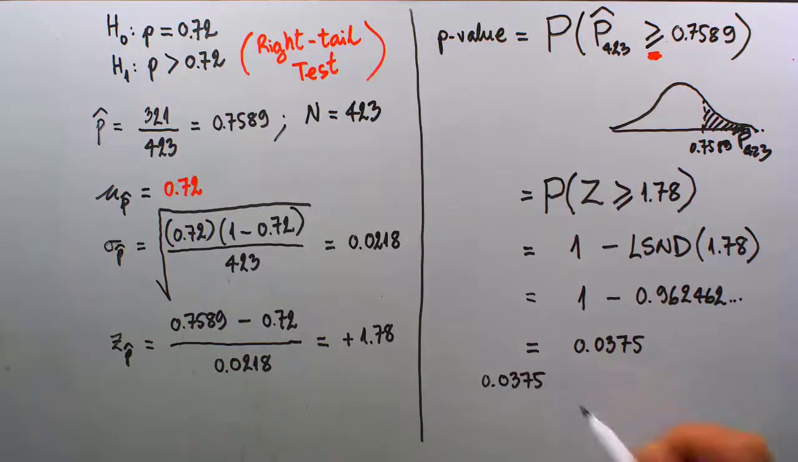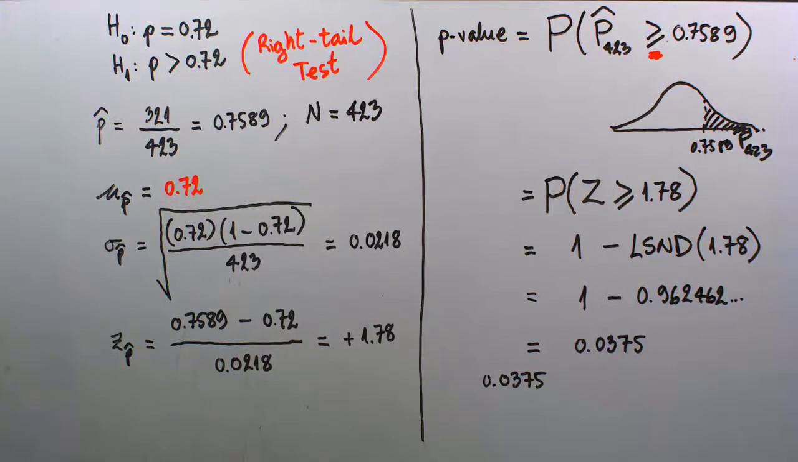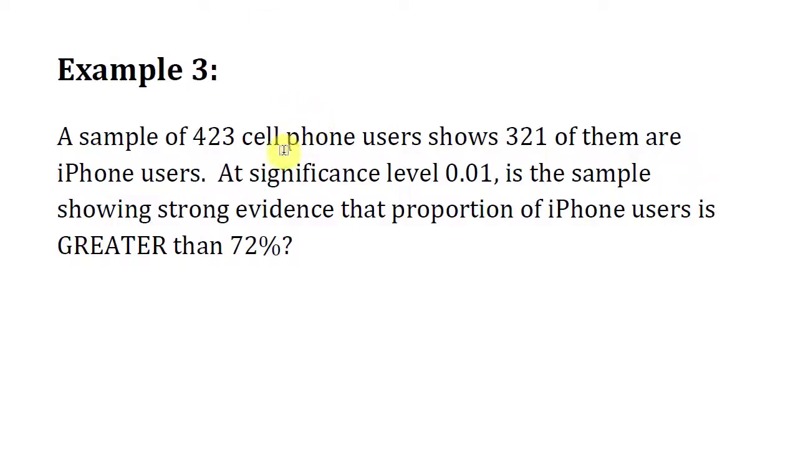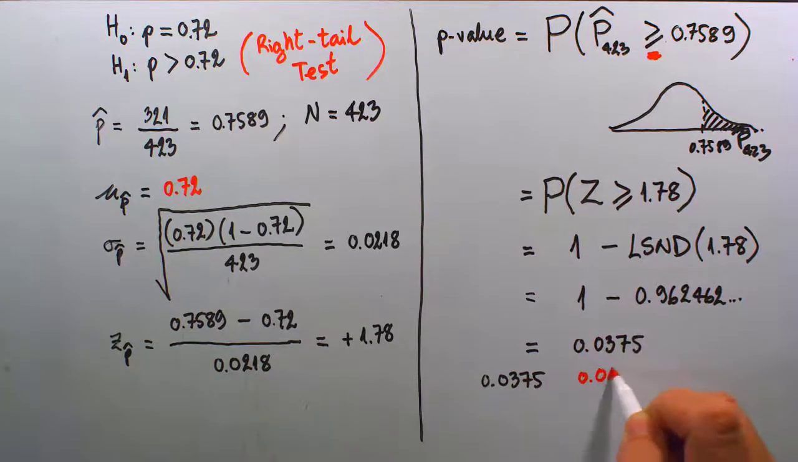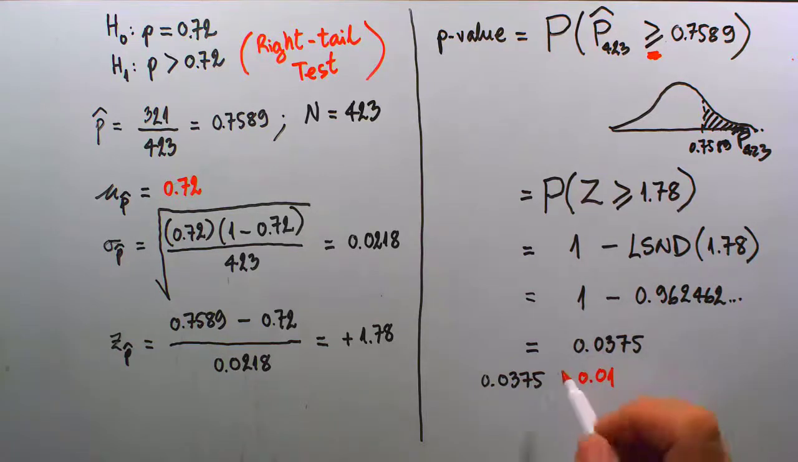0.0375 is to be compared with... So now look back in the actual problem itself, the wording of the problem. The significance level in our problem is given to be 0.01. And so comparing 0.0375 with 0.01, this time our p-value is greater than the significance level.